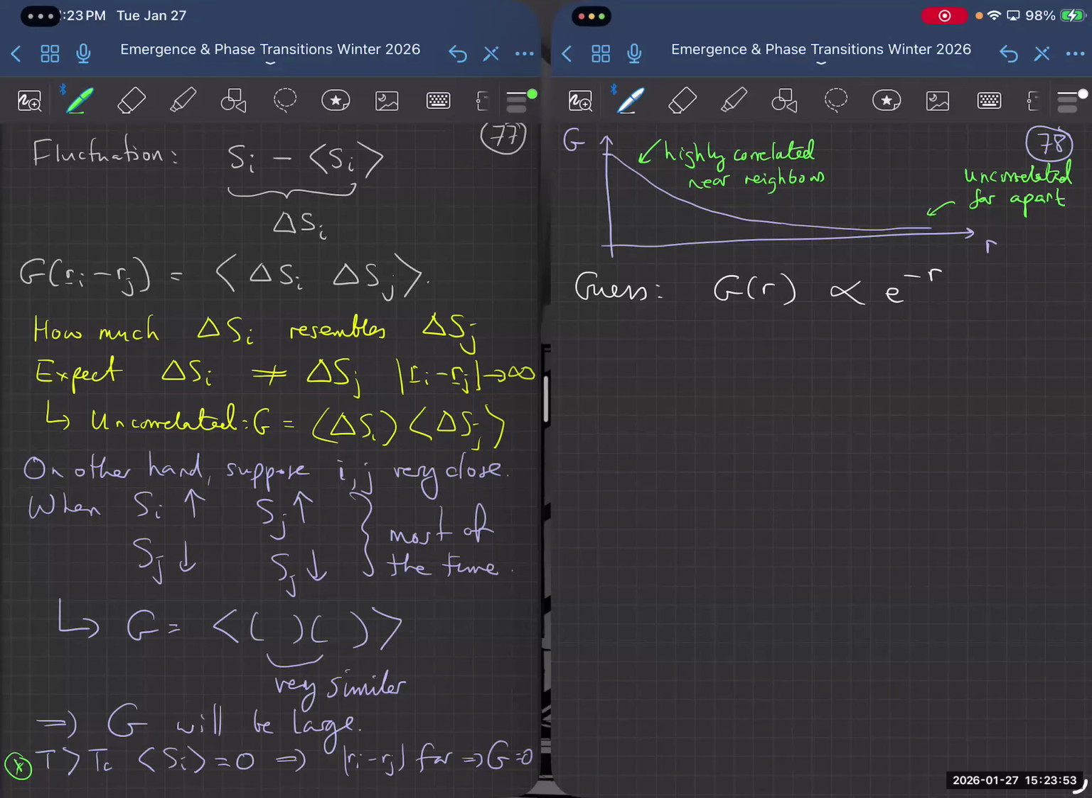And in fact, it does go like that, but r has got dimensions. So if r has dimensions, then to make it dimensionless, I have to divide by another length scale, and that length scale is called psi, and that's called the correlation length. So this is called the correlation length. And you need it in order to make the exponential dimensionless.